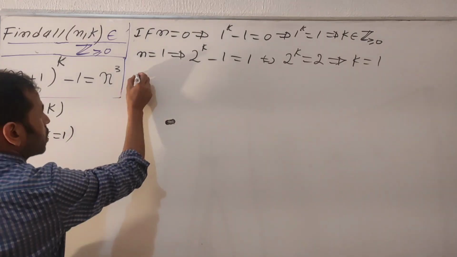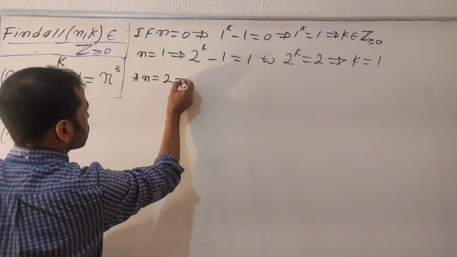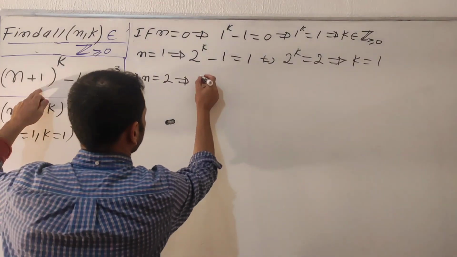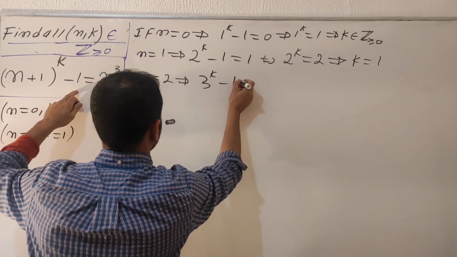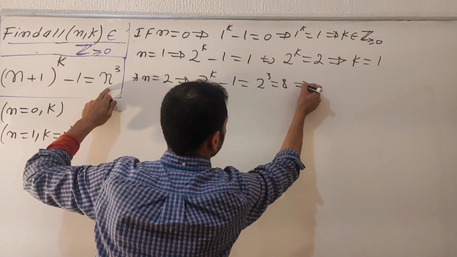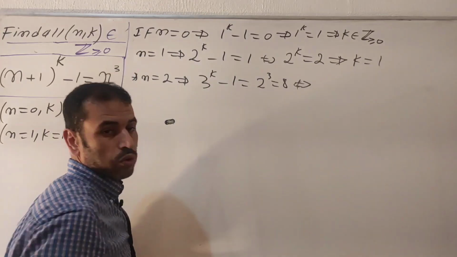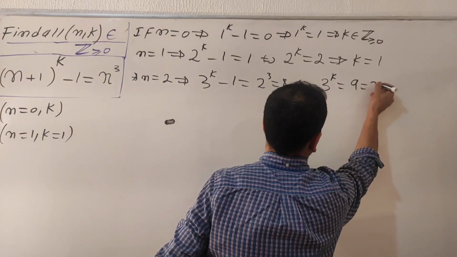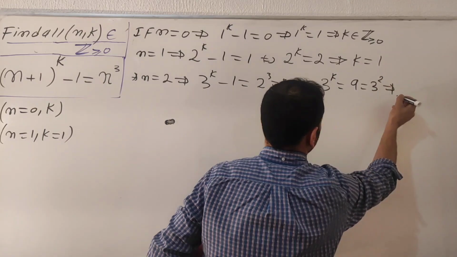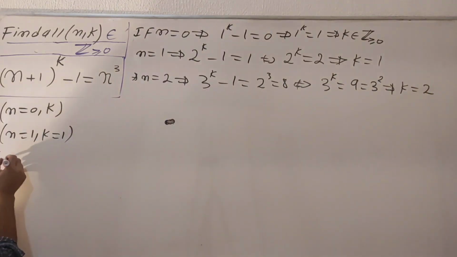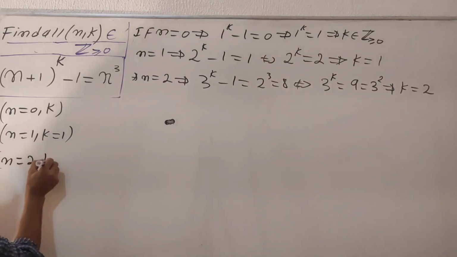Let's check the next value. n equals 2. I will have 2 plus 1, which is 3, to the k, minus 1 equals 2 cubed, which is 8. Moving minus 1 to the right, I get 3^k equals 9, which is the same as 3 squared. This is telling us k equals 2. So we have the third solution: n equals 2, k equals 2.